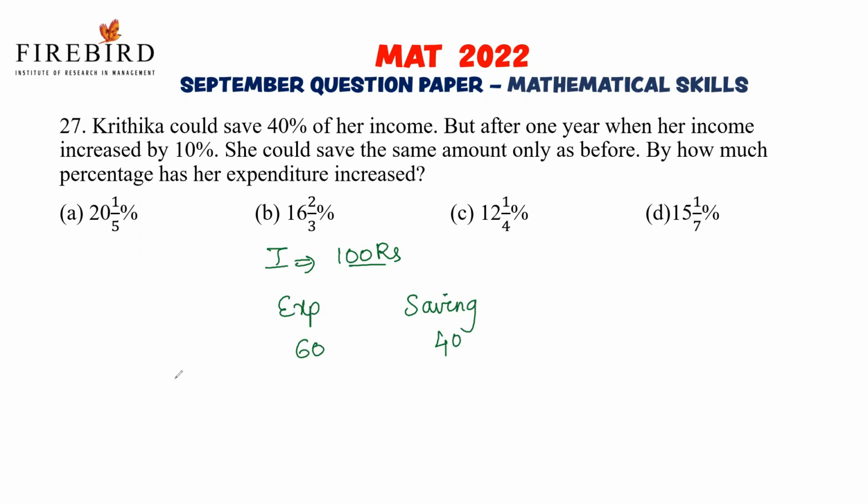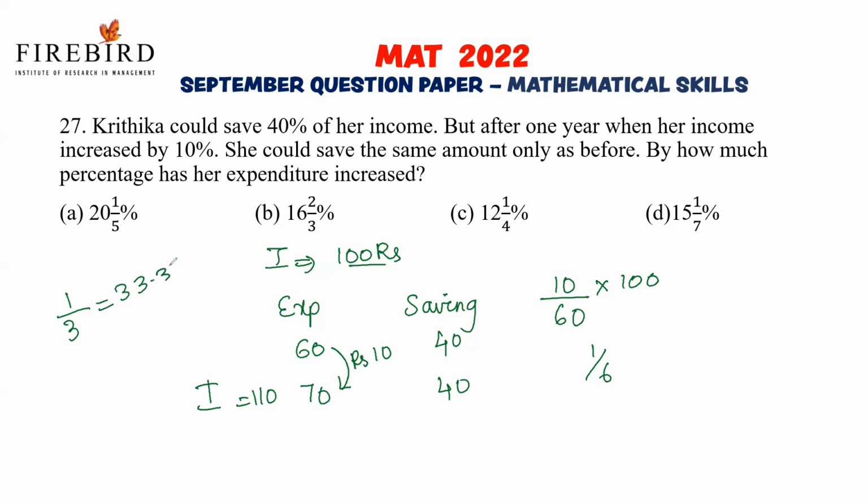Now what happens after 1 year? Her income increased by 10 percentage. Now her income is 110 rupees, but her savings remain the same, 40. Now her expenditure is 70, right? Now her expenditure has increased by 10 rupees, but my question is by how much percentage her expenditure increased. Okay, 10 rupees increase from the base value of 60. So 1 by 6. You should know what is 1 by 3 to answer this question very fast. 1 by 3 is 33.33 percentage, and 1 by 6 is 16.66 percentage. So 16 2 by 3 percentage is your answer. Option B is your answer.